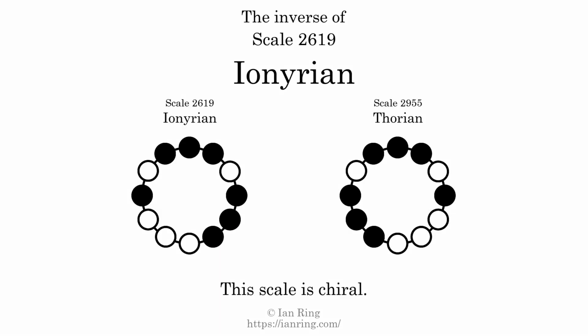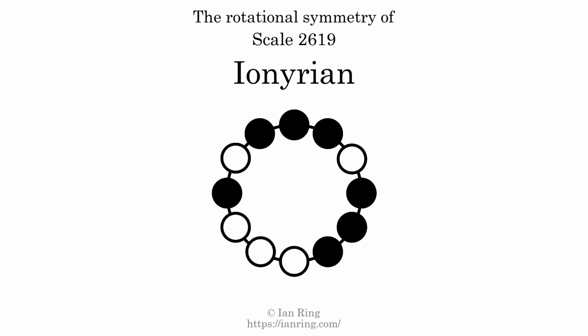The inverse of a scale is a mirror image. It is what you get when the sequence of intervals is reversed. The inverse of this scale is scale 2955, also known as Thorian. This scale is chiral. It cannot transform into its inverse by rotational transformation. This scale has no rotational symmetry.